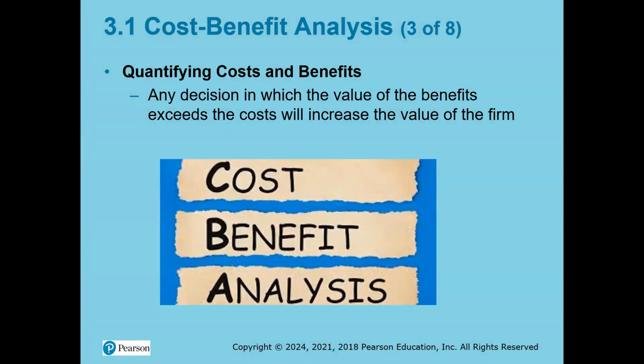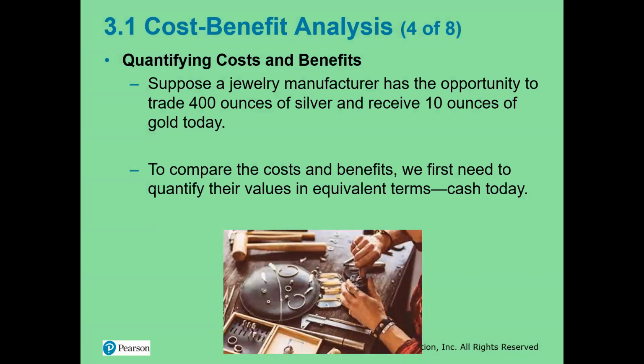Quantifying costs and benefits. Any decision in which the value of the benefits exceeds the cost will increase the value of the firm. Imagine a jewelry manufacturer considering a trade of 400 ounces of silver for 10 ounces of gold. At first glance, comparing the raw quantities might be misleading because the value of an ounce of silver differs from that of an ounce of gold.